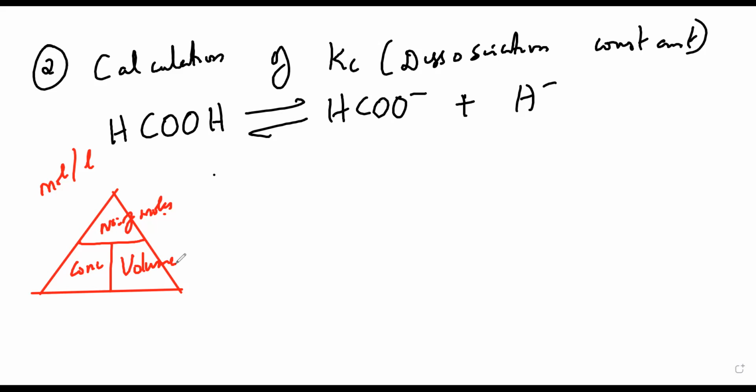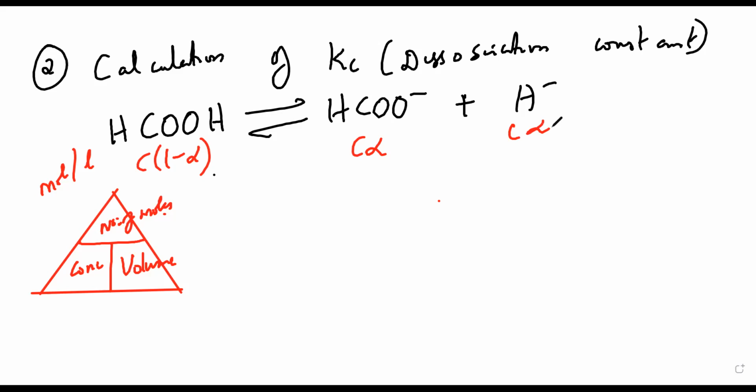But coming to our question now, HCOOH and HCOO minus. If it is at 1 atmospheric pressure, here it will be C into 1 minus alpha. C is nothing but the concentration of methanoic acid. Here it will be C alpha and C alpha. The same thing. Correct? Yes.